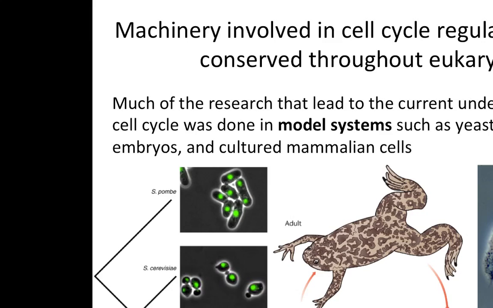so first let's talk about model organisms. As you may have noticed, cell biology research is done at least a lot in frogs, right, in Drosophila. That's because a lot of this cell cycle machinery is highly conserved. And so it's easier to study it in model organisms, such as yeast, animal embryos, and then of course cultured mammalian cells. That's not really a model system.